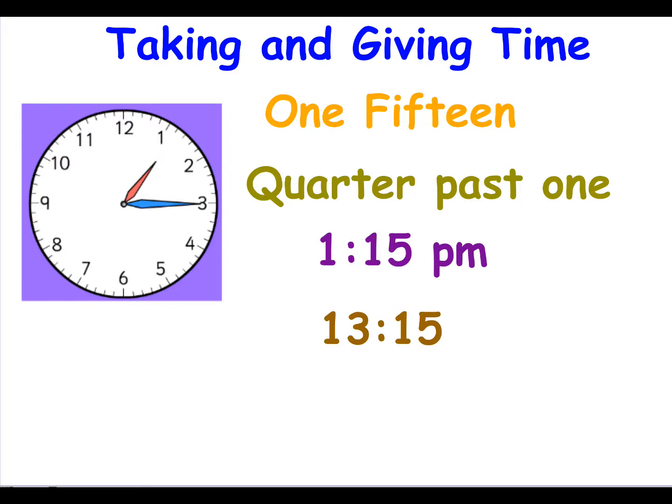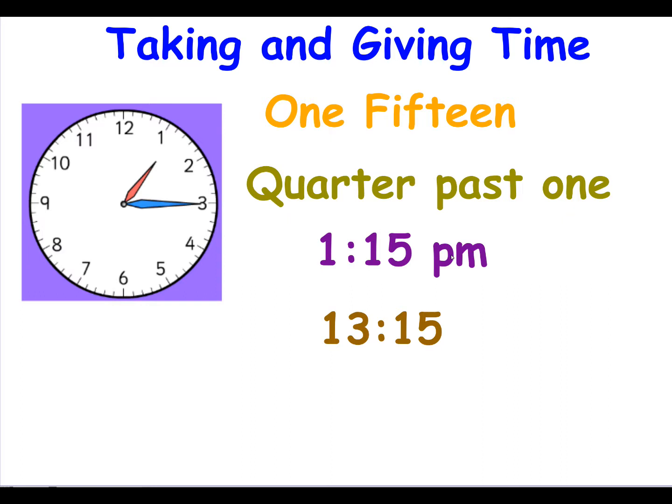So we've established there are numerous ways we can be given time, or we can take the time and give it to somebody else. So on this clock here, on our analog display, we have 1:15. Now we really need to let somebody know whether that's in the morning or the afternoon. So it's 1:15 in the morning or 1:15 in the afternoon. I will see you at 1:15 in the afternoon or in the morning.